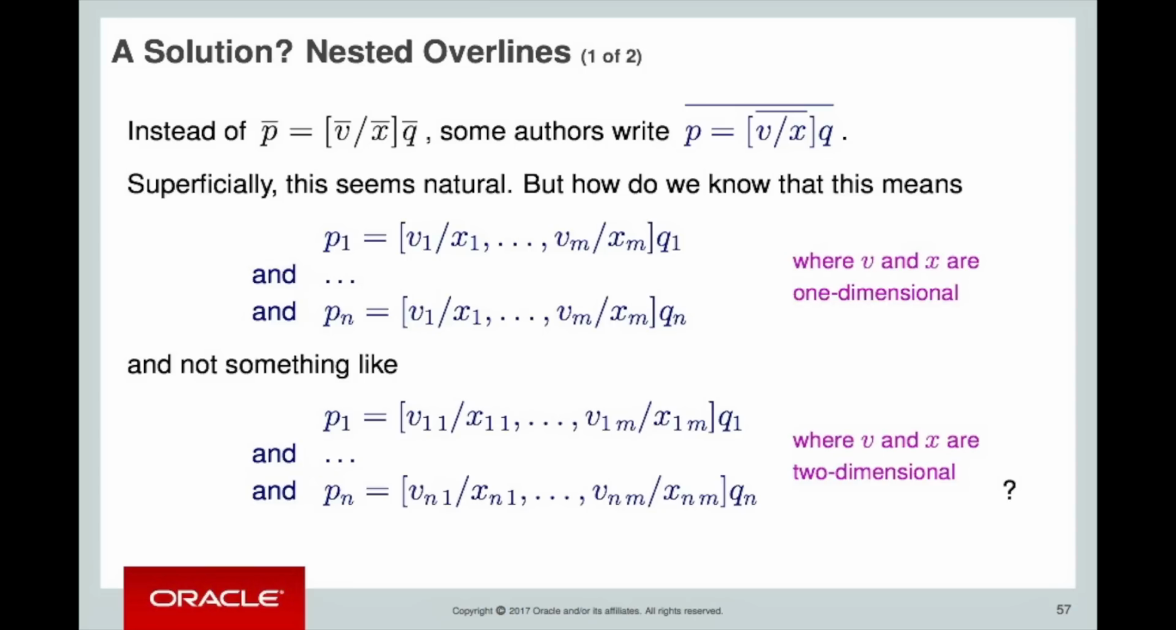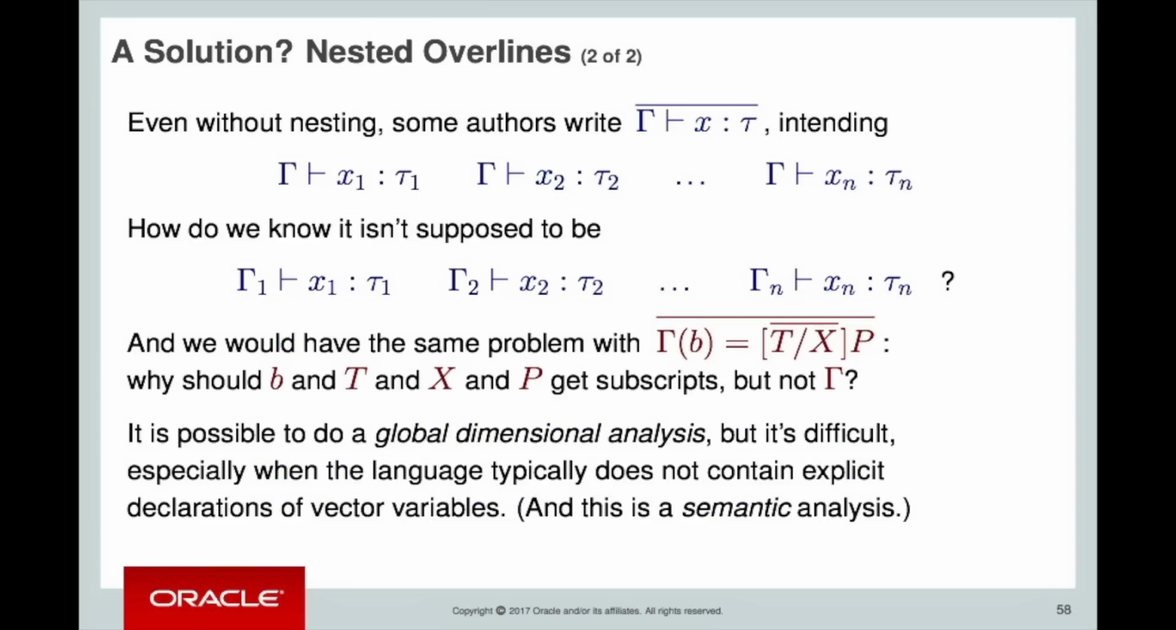So superficially, this approach seems natural, but how do we know that it really means what that equation meant on the previous page? As shown in this first set of equations where both v and x are one-dimensional. And how do we know it really doesn't mean there are a bunch of v's and a bunch of x's and that v and x are really two-dimensional? How do we know?